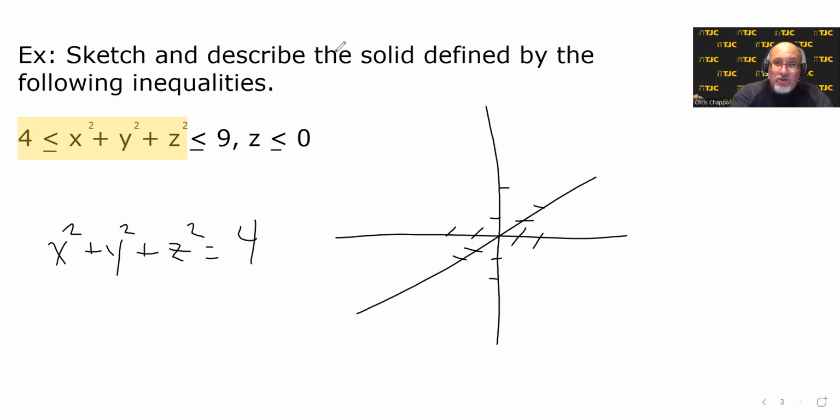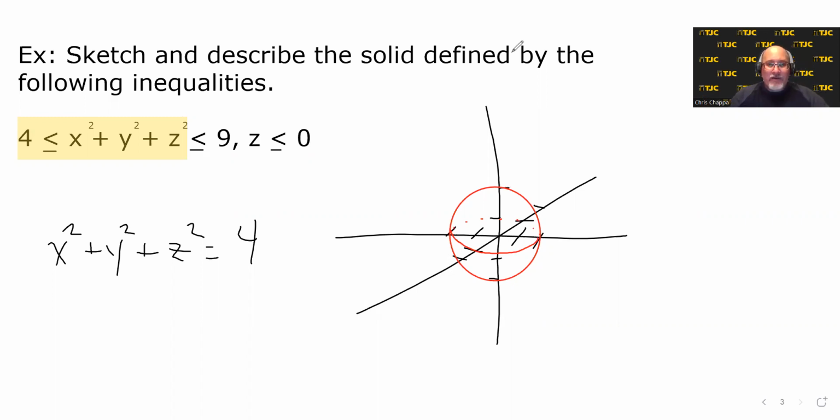What I would probably do is just go up and down 2 and left and right 2. In other words, focus on the x and the y axis, the y and the z axis, and then just give it a little bit of depth in the x direction. So there's a sphere of radius 2. But that's what it means for x squared plus y squared plus z squared to equal 4.